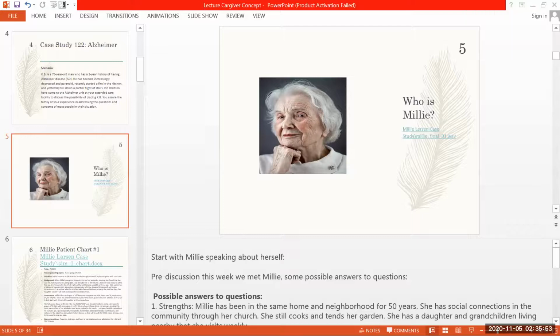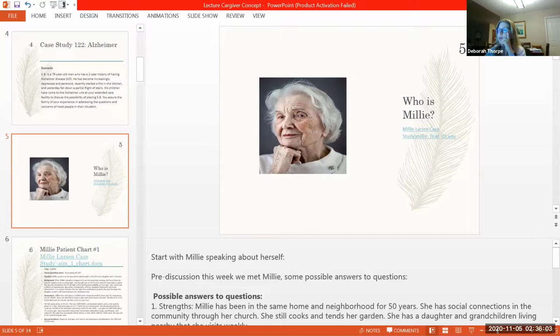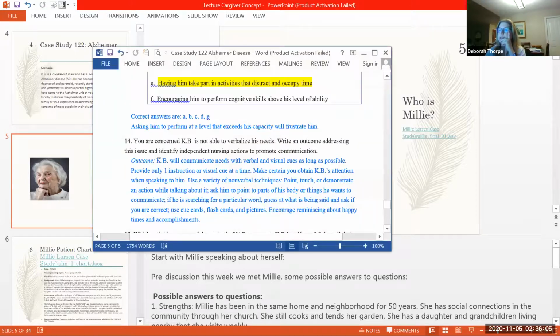Yeah, that, and just maybe reorienting him a little bit, or reiterating something each time. That's pretty much what they say. This is an outcome statement. Okay, so the outcome: KB will communicate needs with verbal and visual cues as long as possible.